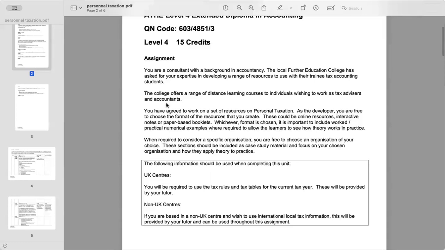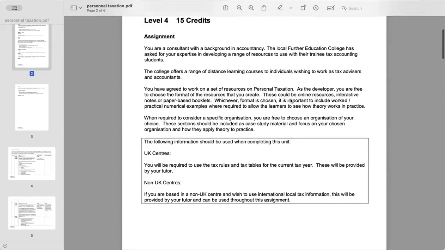So here, if you look from the start, you are a consultant with a background in accountancy. The local further education college has asked for your expertise in developing a range of resources to use with their tax accounting students. The college offers a range of distance learning courses to individuals wishing to work as tax advisors and accountants. So you have agreed to work on a set of resources on personal taxation. As the developer, you are free to choose the format of resources that you create.